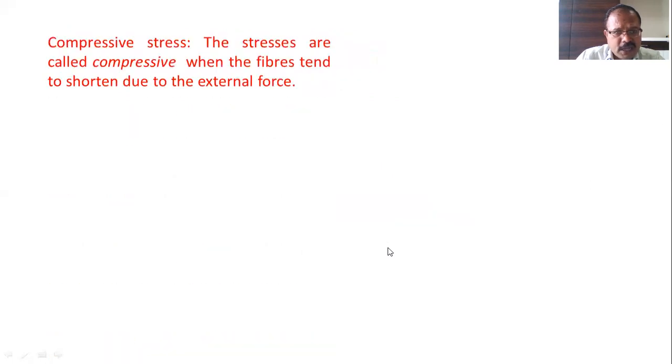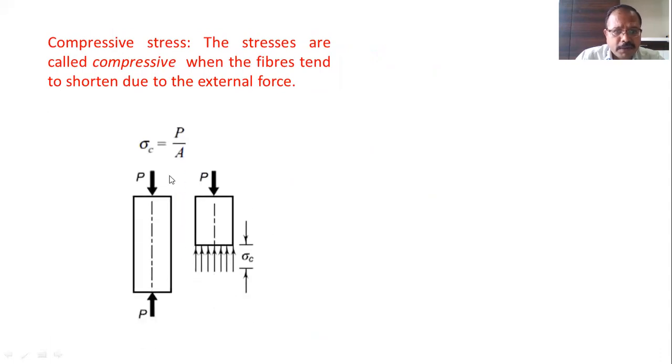If the forces are such that they tend to shorten the member, that means push force, then the type of stress induced is called compressive stress. And again, compressive stress can be calculated using the same relation, sigma C is equal to force upon area. We have seen it in tensile stress also. Sigma T is also equal to force upon area. That means the relations are same.